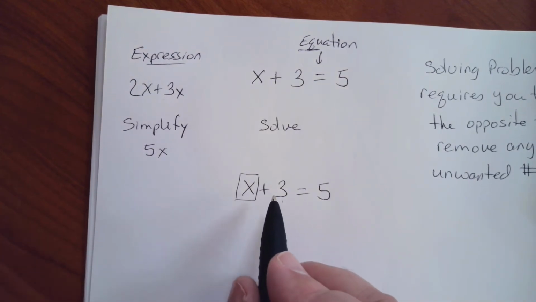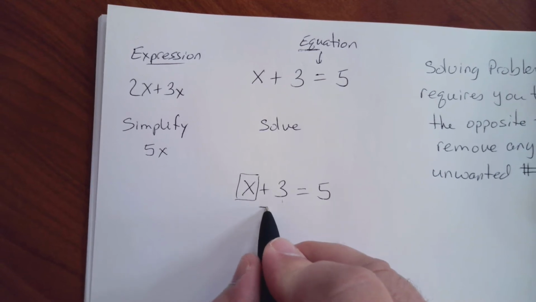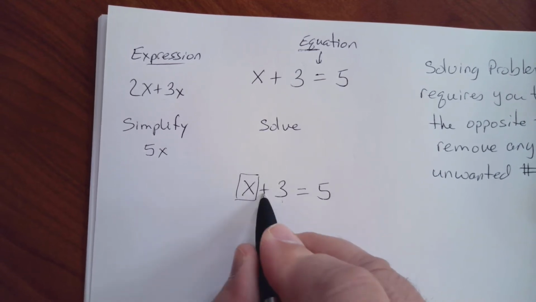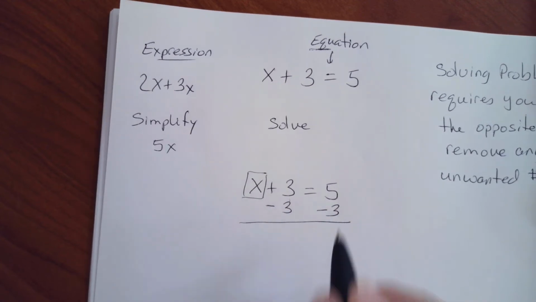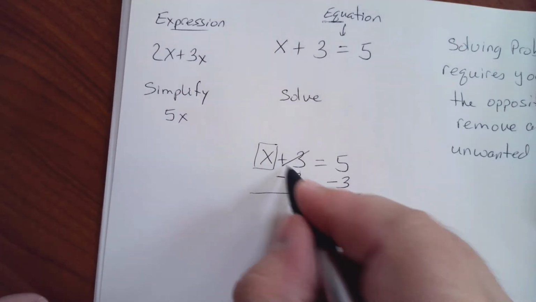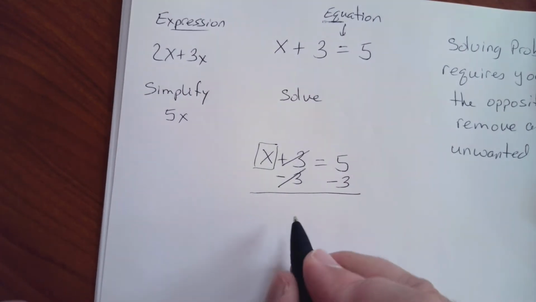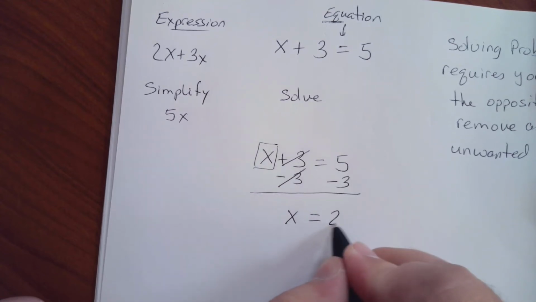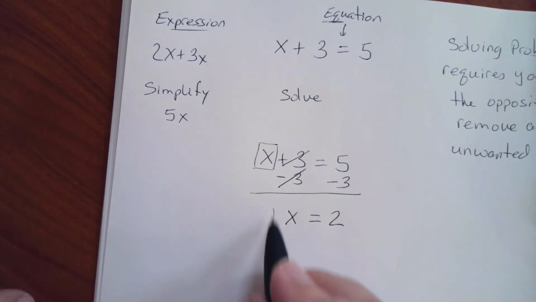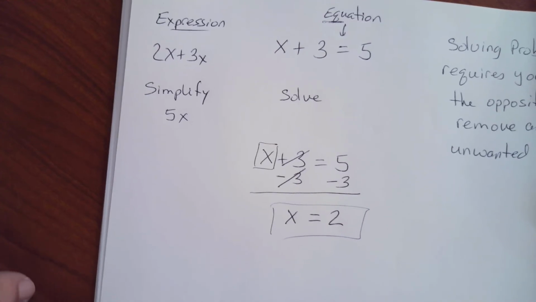Do the opposite. Yeah, we do the opposite. The opposite of addition is subtraction, so we subtract 3 from both sides. Positive 3, negative 3, we know it becomes 0, so we have x, and 5 minus 3 is 2. There is our solution.